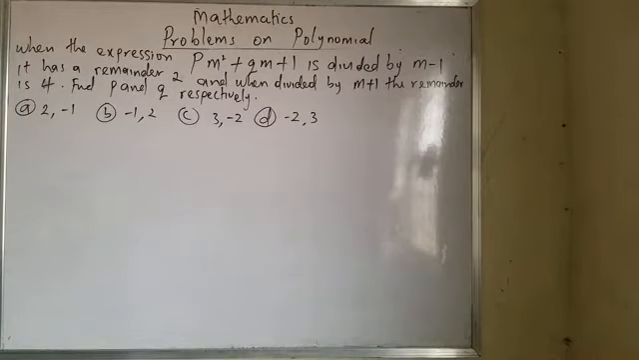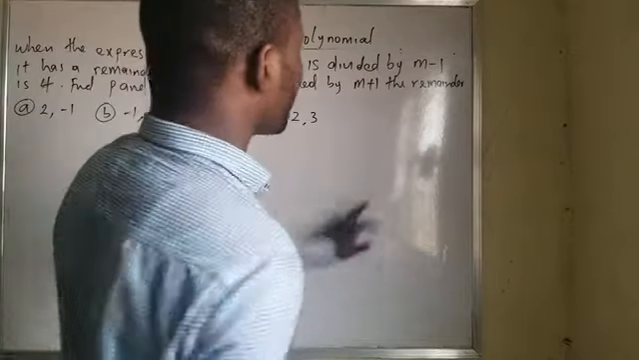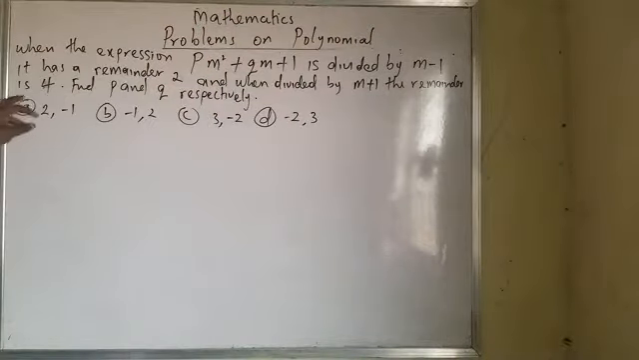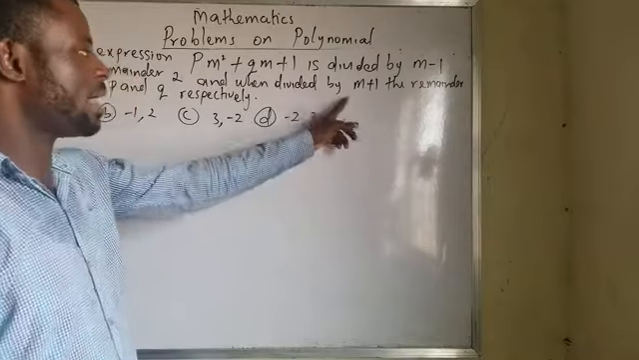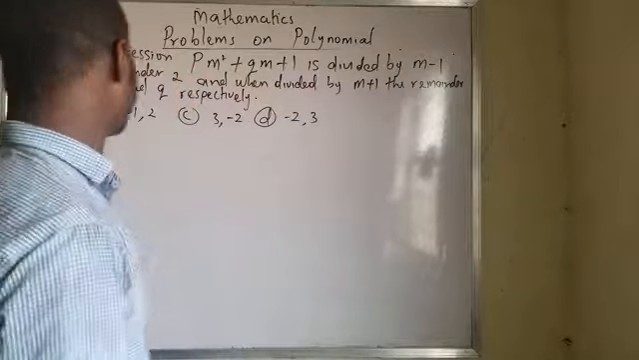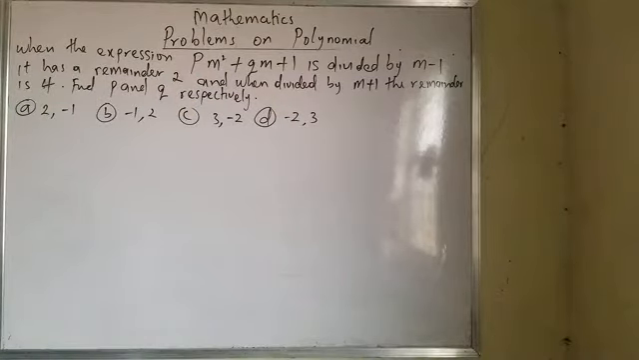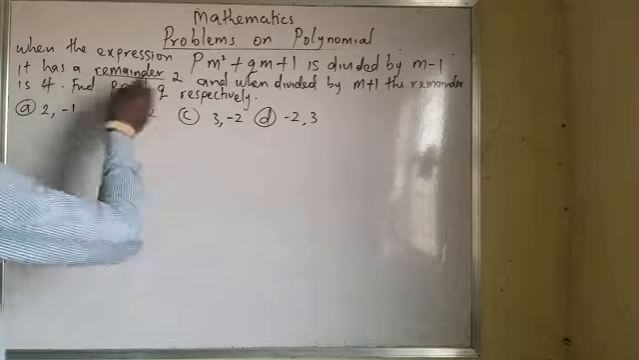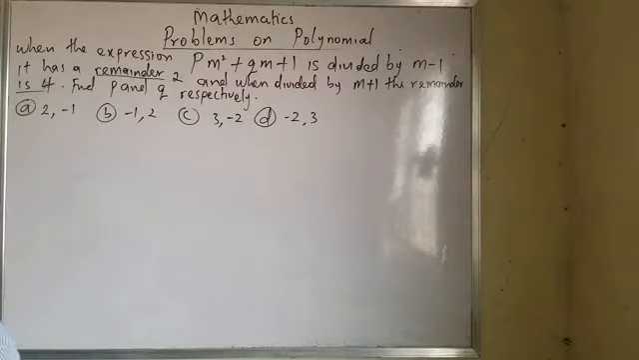When the expression pm squared plus qm plus 1 is divided by m minus 1, it has a remainder 2. And when divided by m plus 1, the remainder is 4. Find p and q respectively. How do I solve this thing? The only thing I want to show you here is this remainder, just the same thing as the first one.